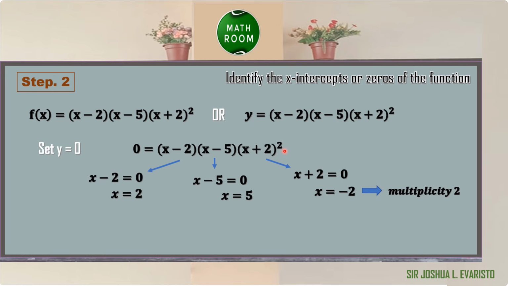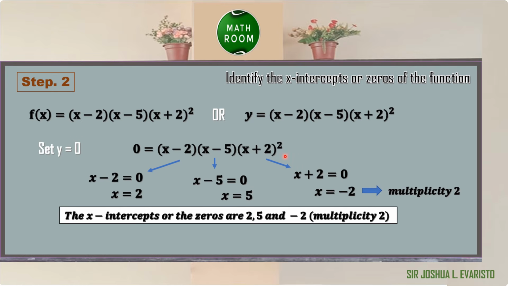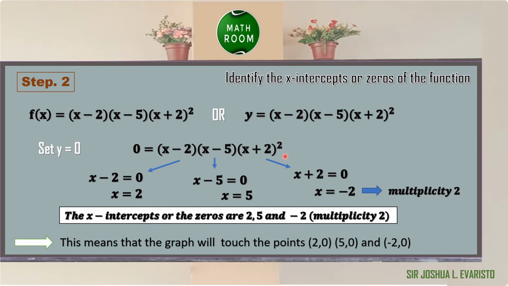Multiplicity of 2, since we have an exponent of 2. Therefore, the x-intercepts or the zeros are 2, 5, and negative 2 with multiplicity of 2, which means that the graph will touch the points (2, 0), (5, 0), and (-2, 0).